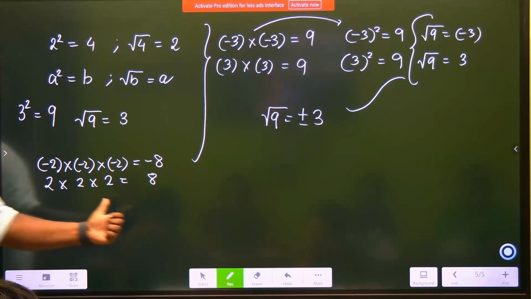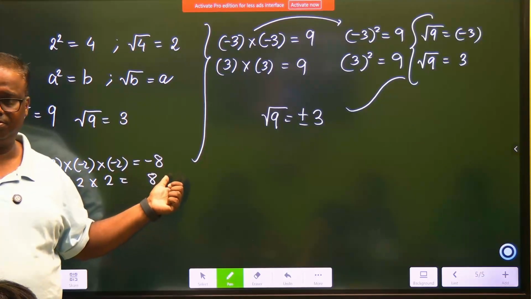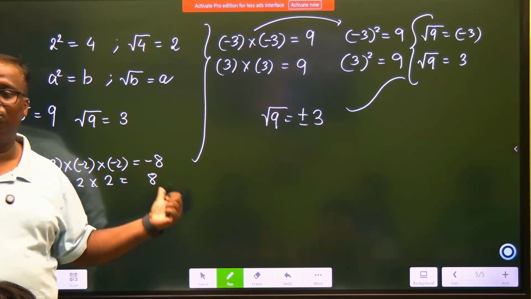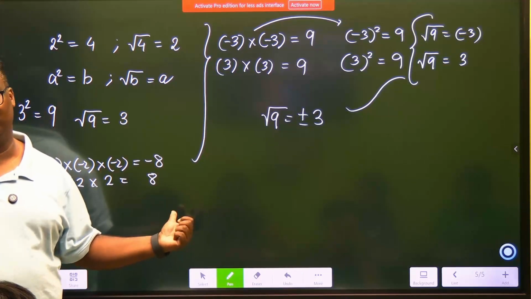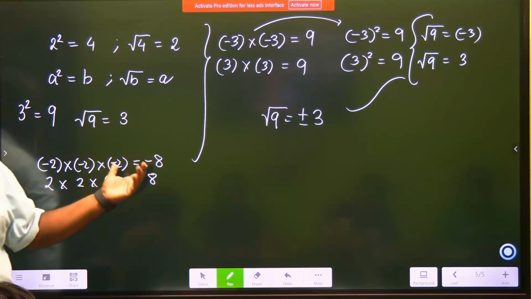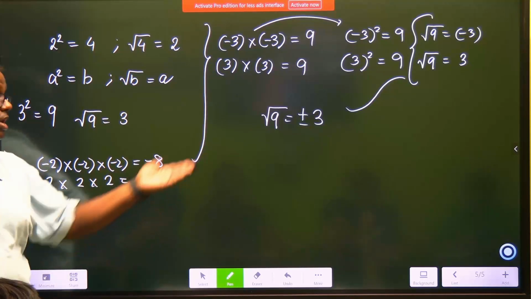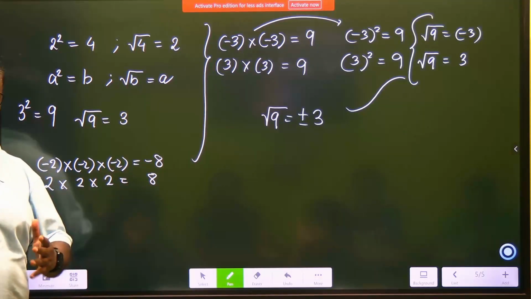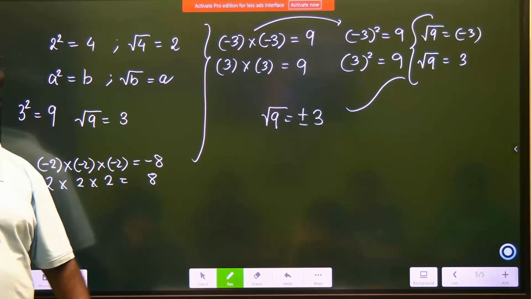Cube root of a negative number will be negative. Cube root of a positive number will be positive. When we study cube root, we will see more, but I just introduced this interesting facet also. If you see it in square root, a square root of a number can be a positive number also, can be a negative number also.